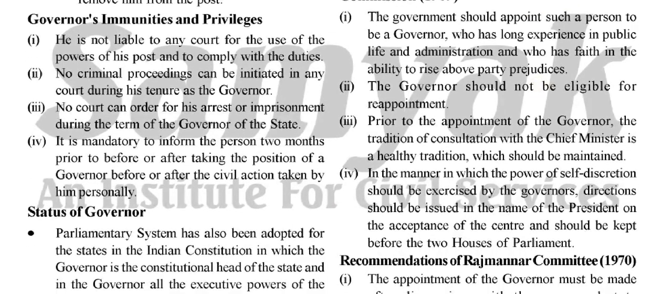Governor's immunities and privileges. He is not liable to any court for the use of the powers of his office and for complying with the duties. No criminal proceedings can be initiated in any court during the tenure as governor. No court can order his arrest or imprisonment during the term of the governor of the state. It is mandatory to give 2 months' prior notice before initiating any civil action against him personally.